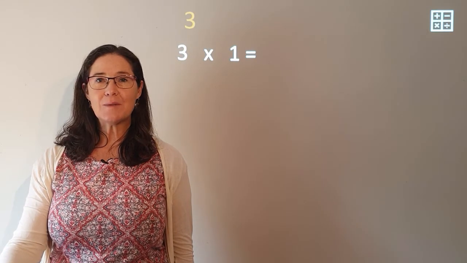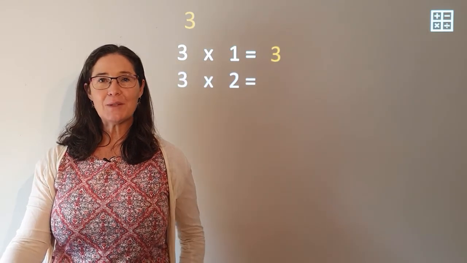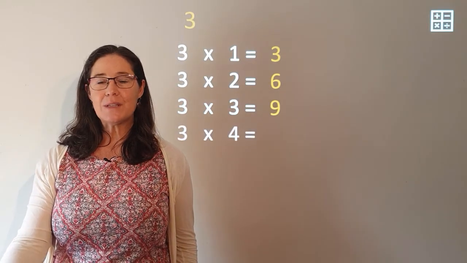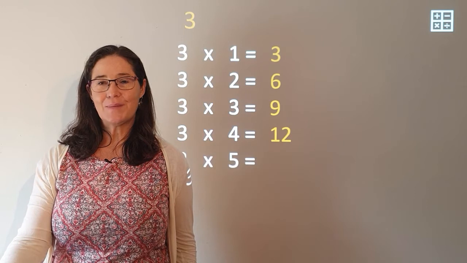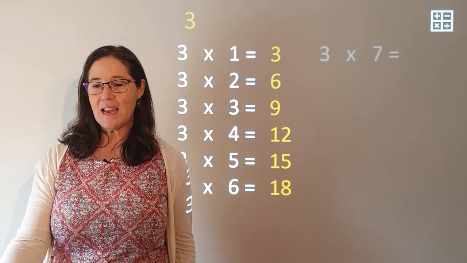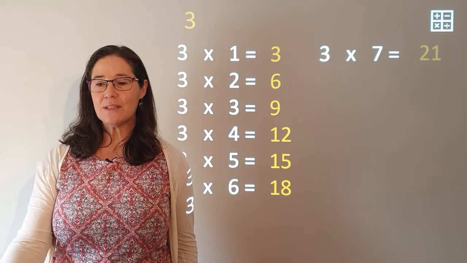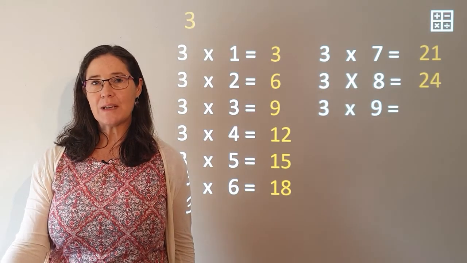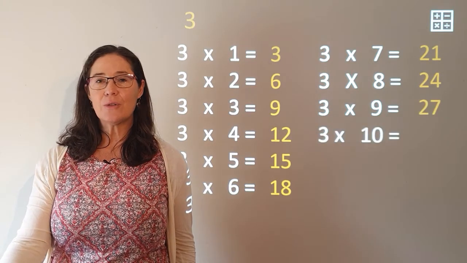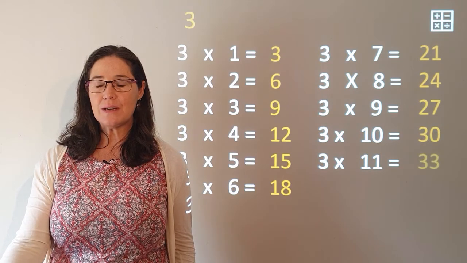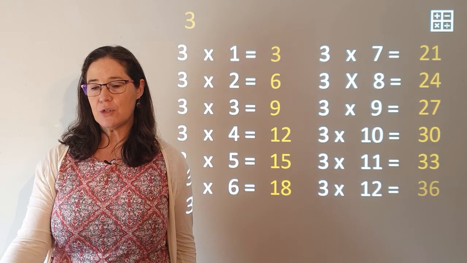Right, 3 times 1 is 3. 3 times 2 is 6. 3 times 3 is 9. 3 times 4 is 12. 3 times 5 is 15. 3 times 6 is 18. 3 times 7 is 21. 3 times 8 is 24. 3 times 9 is 27. 3 times 10 is 30. 3 times 11 is 33. 3 times 12 is 36.